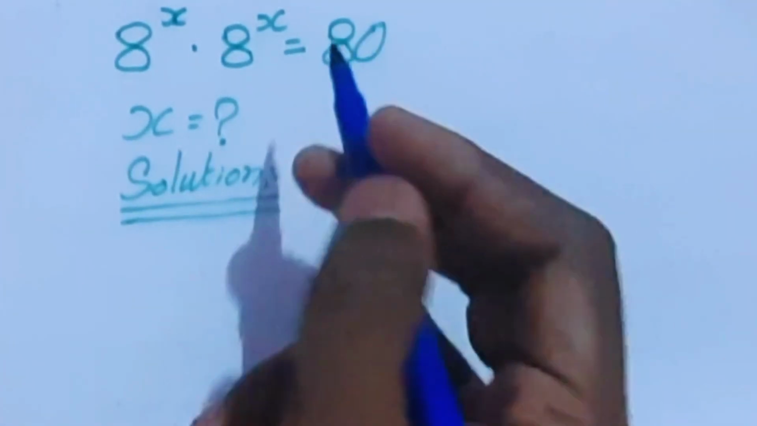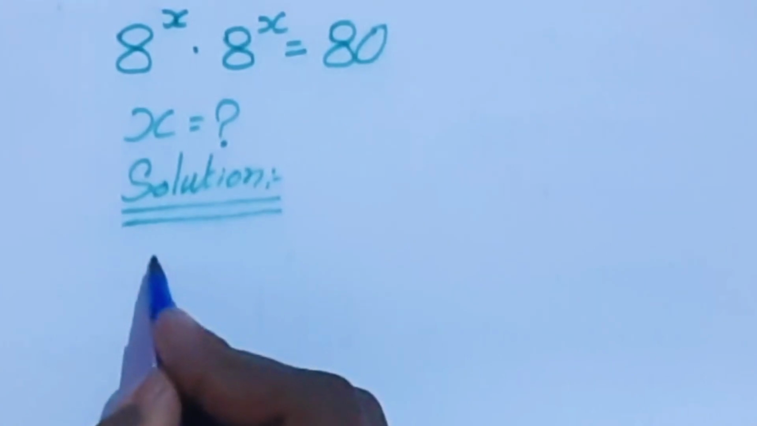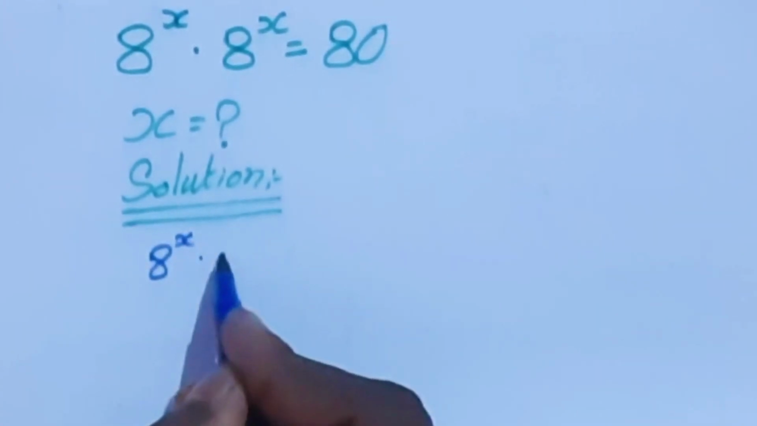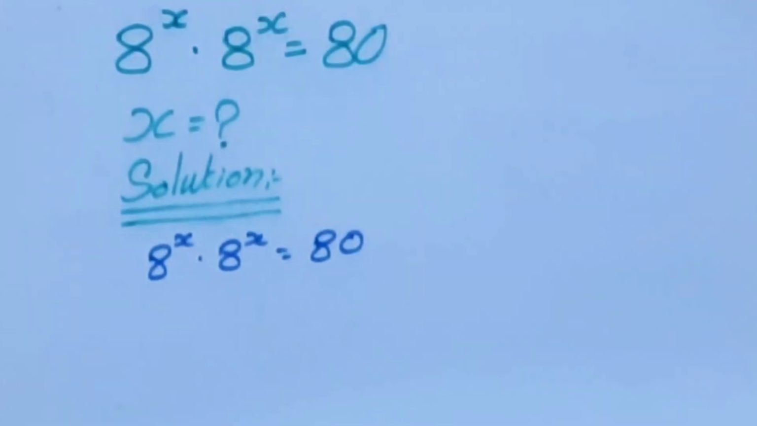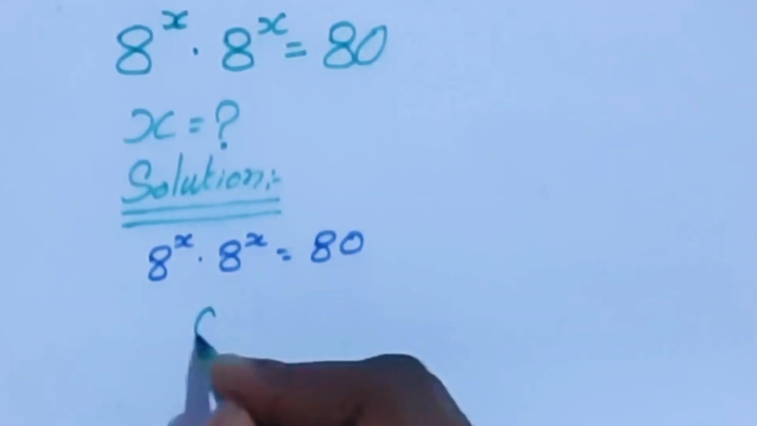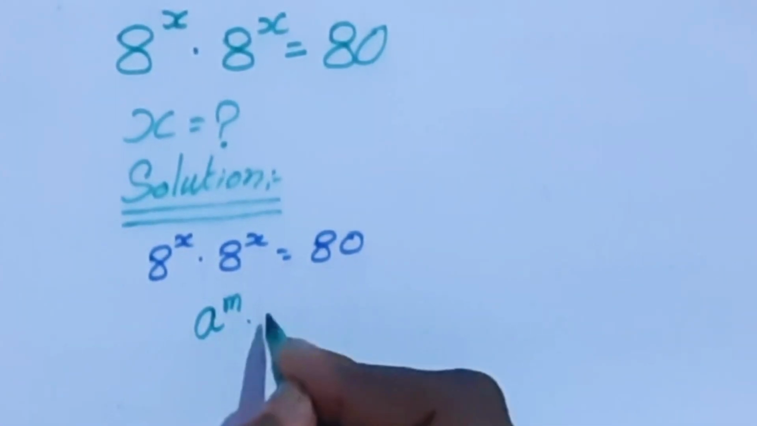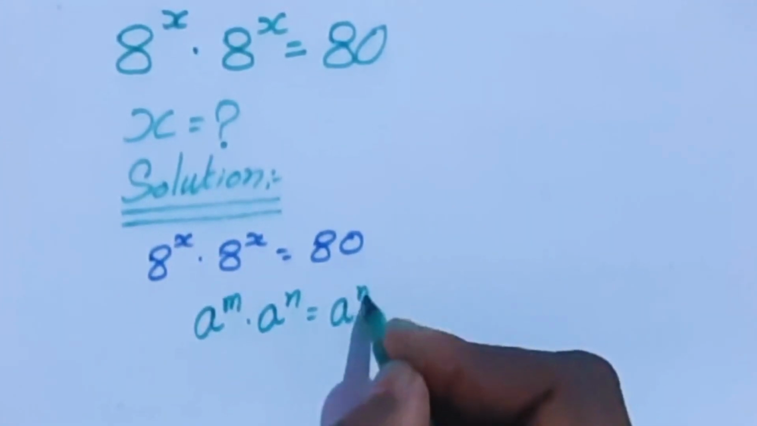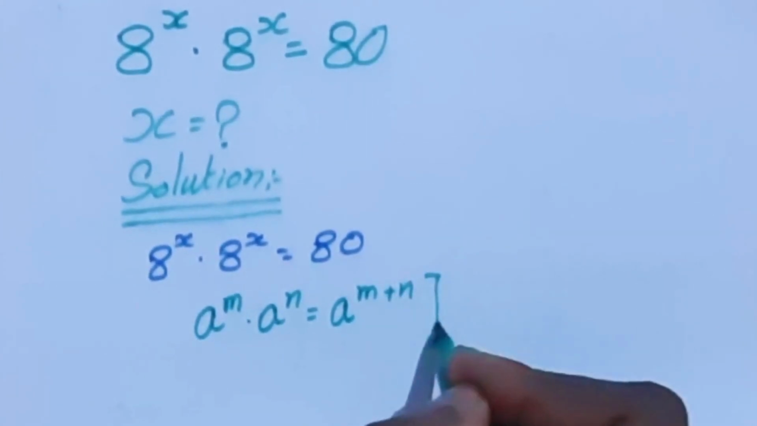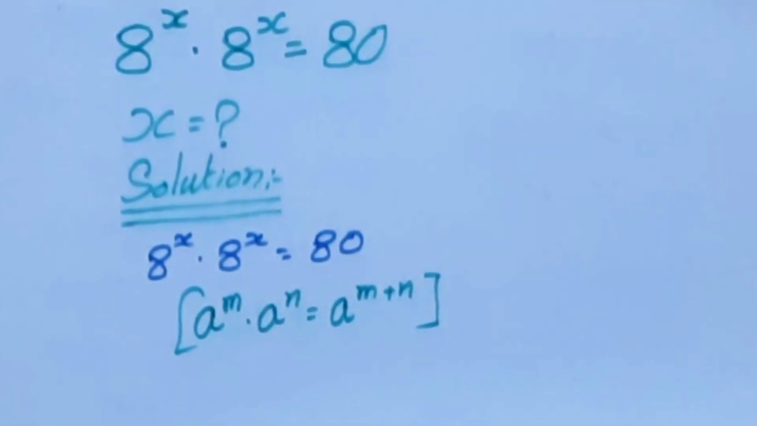Today we are going to solve this problem to find the x value. Solution: 8 power x times 8 power x equal to 80. Now we are going to apply this exponent identity that a power m times a power n equal to a power m plus n. This exponent identity we are going to apply here. So we'll get 8 power x plus x equal to 80.